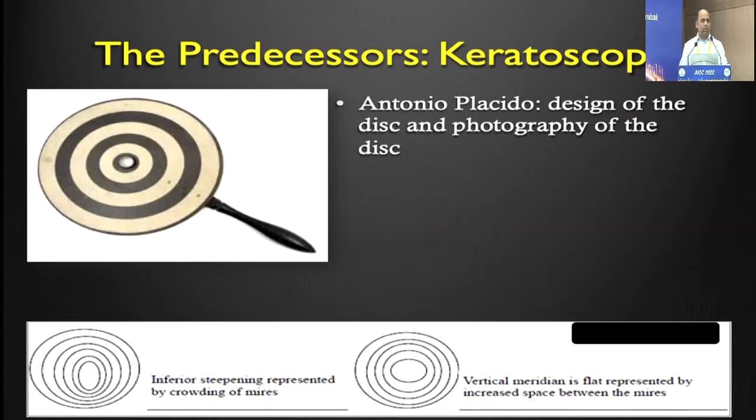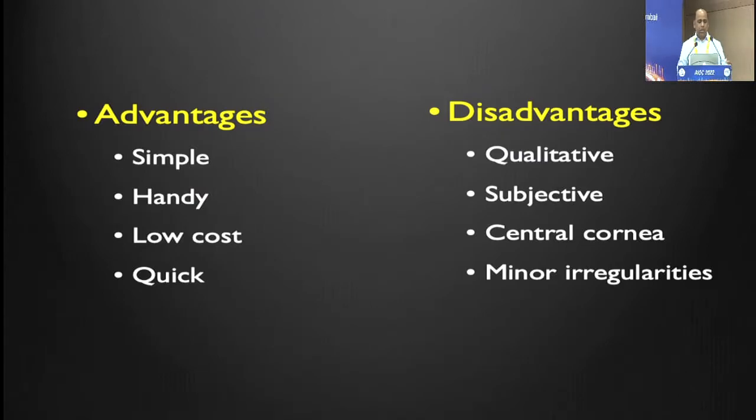Then came keratoscopy, in which light is projected on the cornea and the rings are drawn. You can see in this picture the inferior steepening represented by the crowding of mires. If the mires are very close to each other, that means there is steepening, and if the mires are separated too much from each other, that means there is a flat area. It has some advantages: it's simple, handy, low cost, and quick. Disadvantages are that it is a qualitative test, there is no data point, it is subjective, it measures just the central cornea, and minor irregularities are missed.